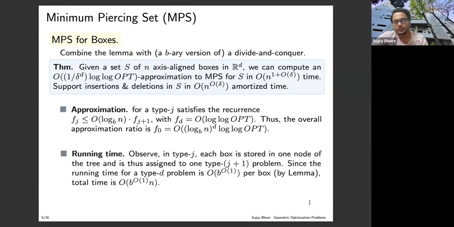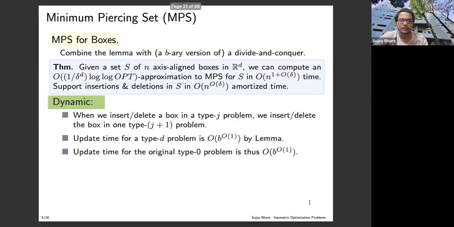And the running time: observe that in the type J problem, each box is stored in one node of the tree and therefore assigned to one type J plus 1 problem. And since the running time of each of the type D problems, as shown in the lemma, is going to be B to the order 1, the overall running time is going to be B to the order 1 times n.